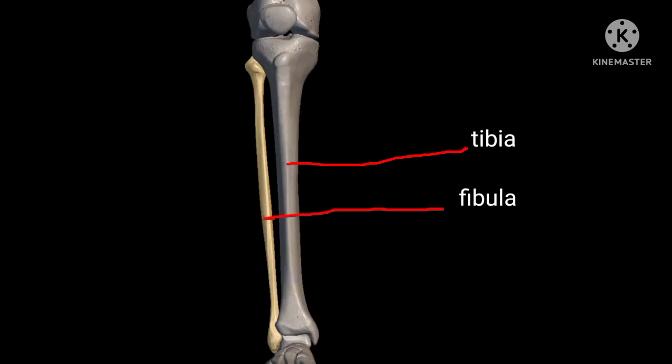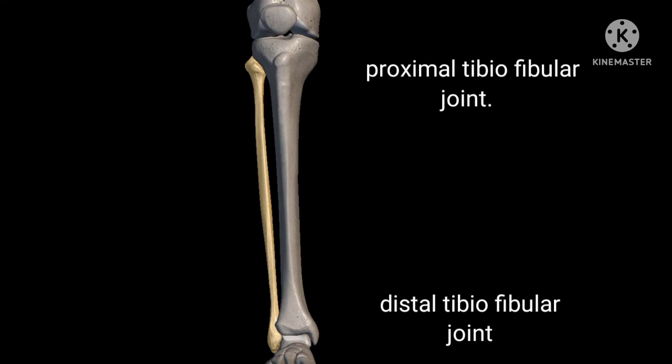Below the knee joint there are 2 bones called the tibia and fibula. The thick bone is the tibia and the thin bone is the fibula. These two bones are joined distally as well as proximally, thus forming the tibiofibular joints, called the proximal tibiofibular joint and the distal tibiofibular joint.